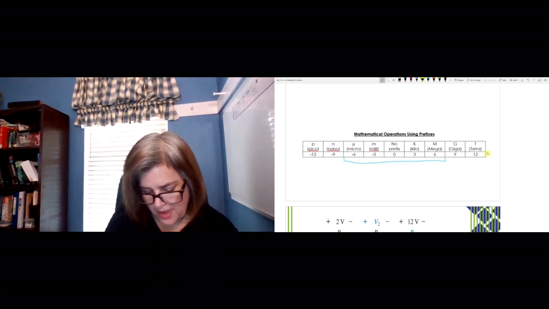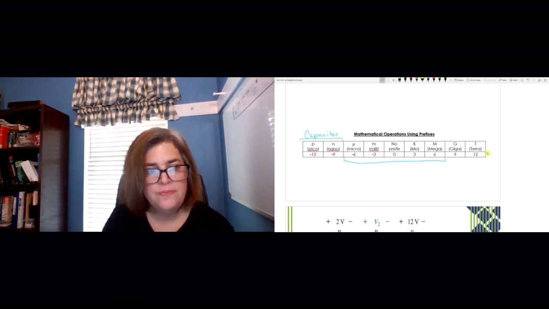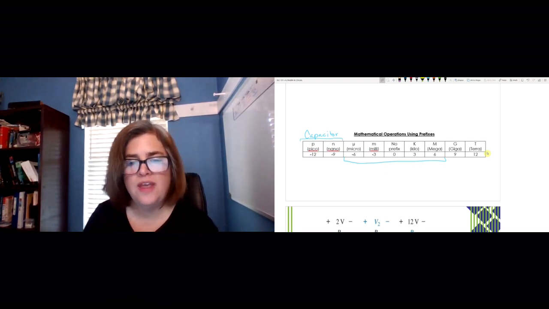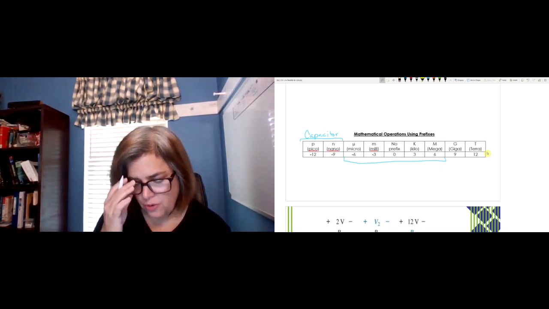When we get to capacitors and inductors, it'll be important for you to know pico and nano. And giga and tera we really probably won't even get to, but you should at least know these 4 right now.